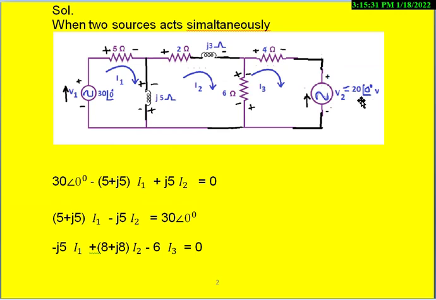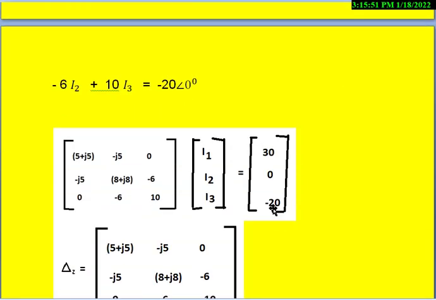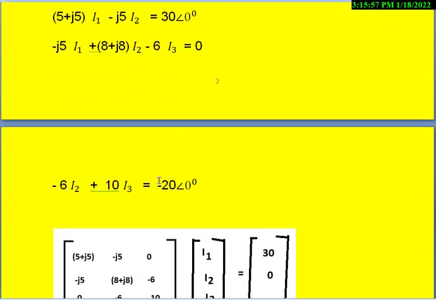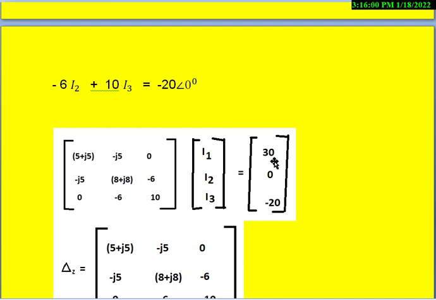This negative sign is coming because this is the given direction, whereas the current direction I3 is like this. So this is against the conventional direction, the I3. So this value will get the negative sign. So when you write these voltage equations in the matrix form, we get like this: 5 plus J5, minus J5, 0; minus J5, 8 plus J8, minus 6; 0, minus 6, 10; times I1, I2, I3; equal to 30, 0, minus 20.